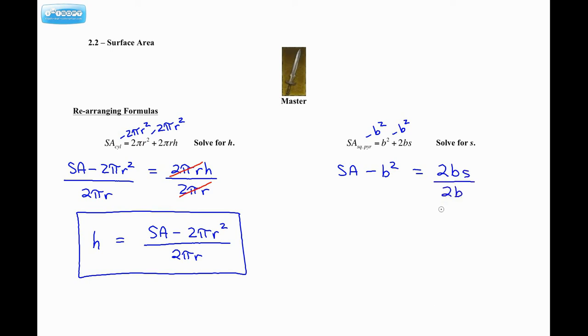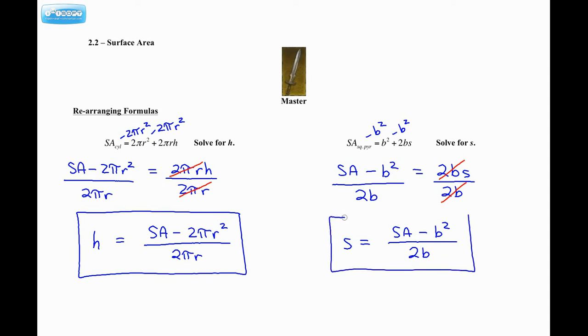Okay, so to solve for s, it's quite simple. I just divide out both sides by twice b. And that cancels there. So my slant height of this pyramid is equal to the surface area, if I happen to know it, minus b squared, which is the area of the base, divided by 2b. Okay. So again, this formula is exactly the same as the one above. It's just rearranged, and s is the variable that is by itself.